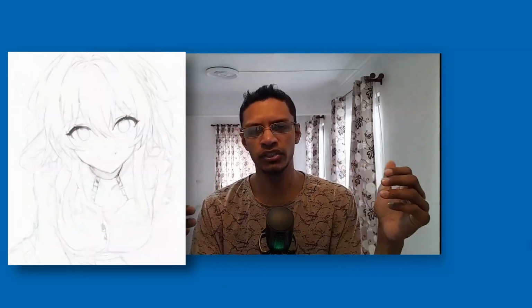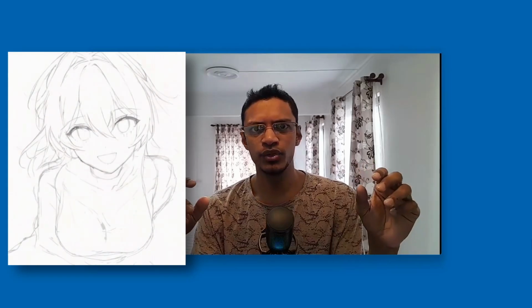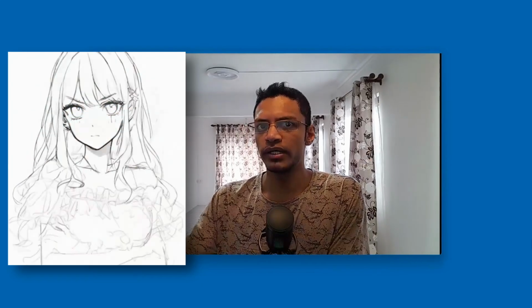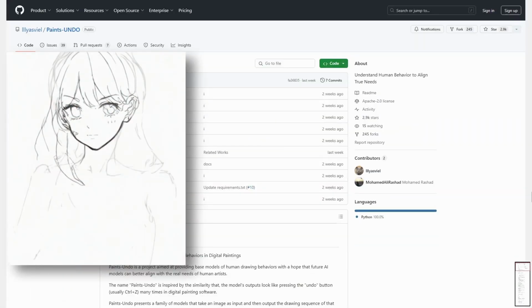In this video, I'm going to show you Paint Undo. It is a project which allows you to basically undo an image. Think of it as if you are pressing Ctrl Z, and every time you press Ctrl Z, it will take away from that image. And here's the project.